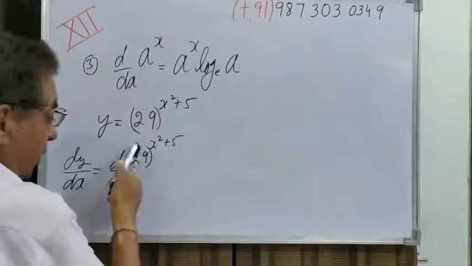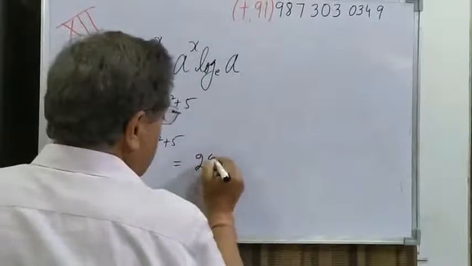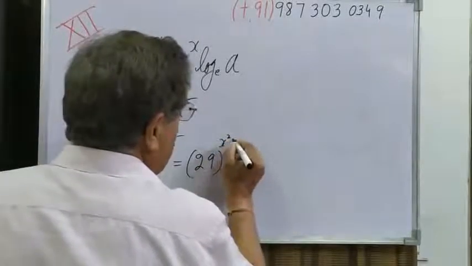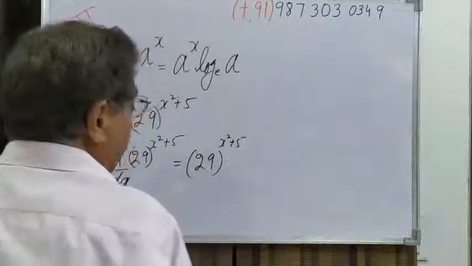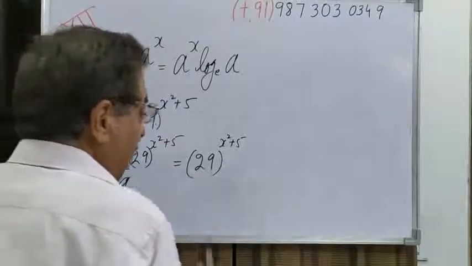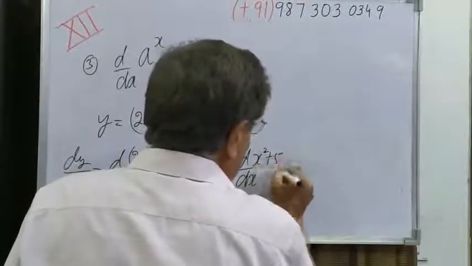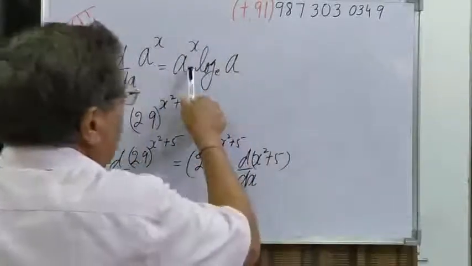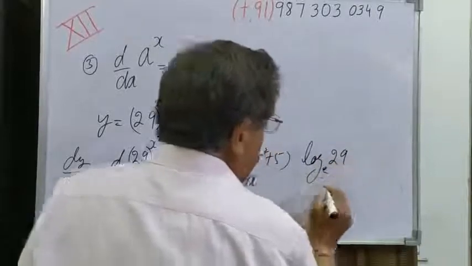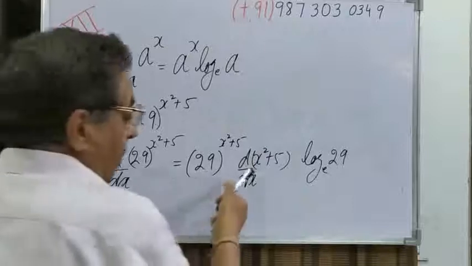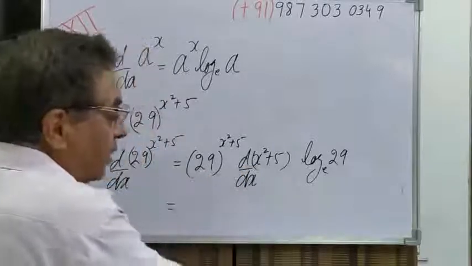Now this is to be treated as a power x. The answer would be 29 to power x square plus 5 into the derivative of, as per chain rule, d/dx of x square plus 5 also, and into log of a. A is 29, log of 29. So this is the answer. Now this is left to be differentiated. We are supposed to differentiate x square plus 5 also.